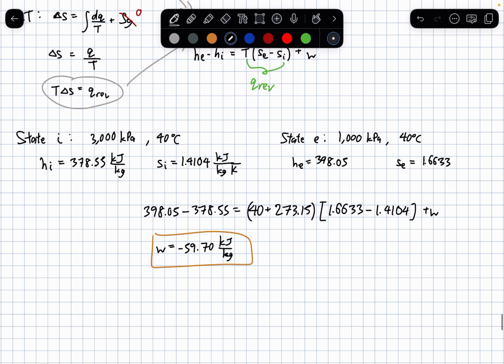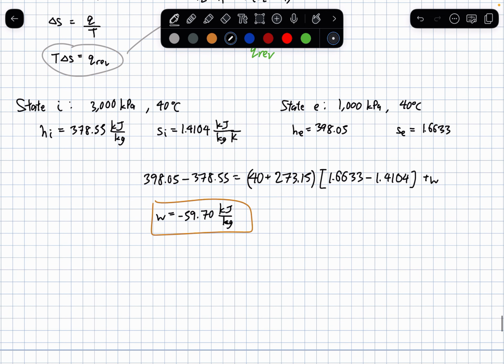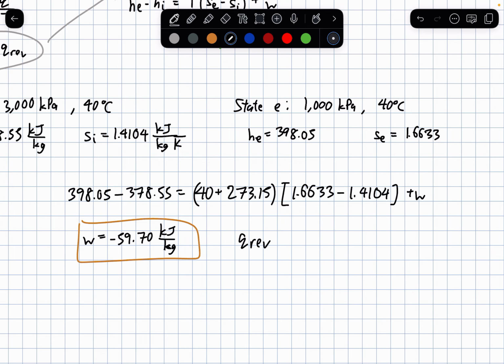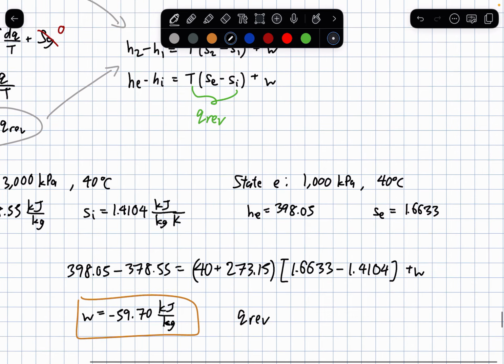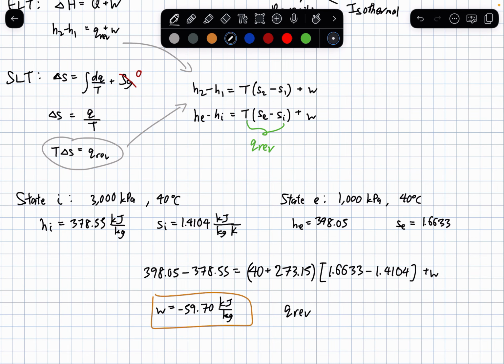Oh yeah, we're going to find the Q reversible. This is the temperature part, the temperature and the change in entropy. In that case, it's 79.20. Is it the same unit? Yep, kilojoules per kilogram. Positive, so this is heat gain. Heat gain.